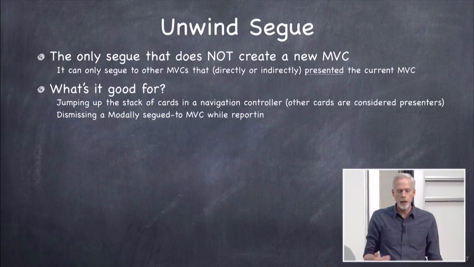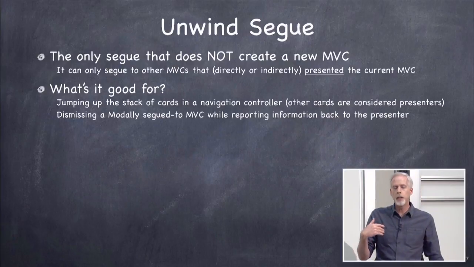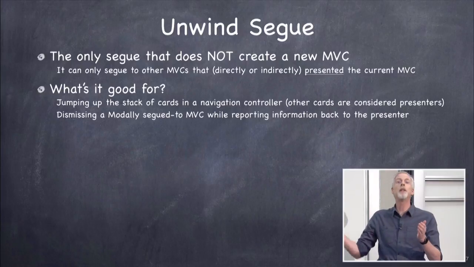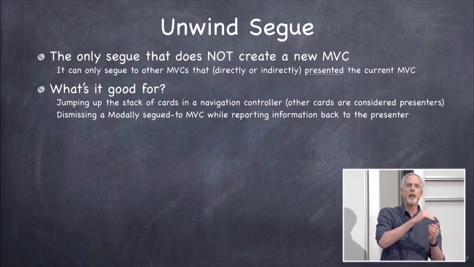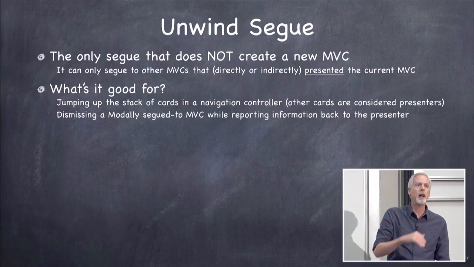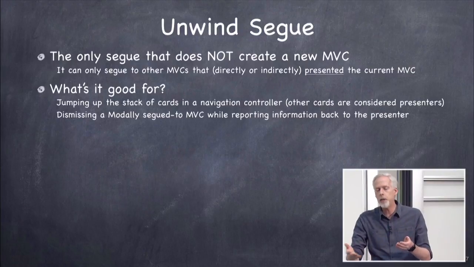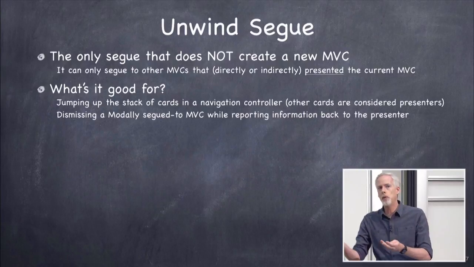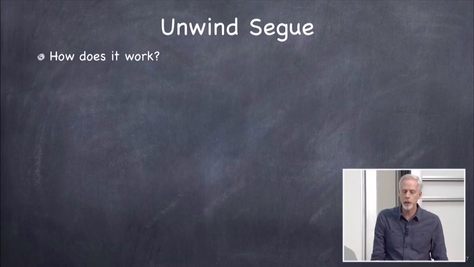Okay? Now, what's it good for, this unwind? It's good for communicating back from a modal. It's also good if you have a navigation controller with a whole bunch of things on the stack and you want to jump back more than one. You want to do more than just one back button's worth. You want to jump back 3 levels. You can unwind back up your stack because when you have a navigation controller, all the MVCs higher on the stack are considered to have presented you by pushing you on the stack, which they did. They segued to you with a show or whatever. So that's what unwind is mostly good for.